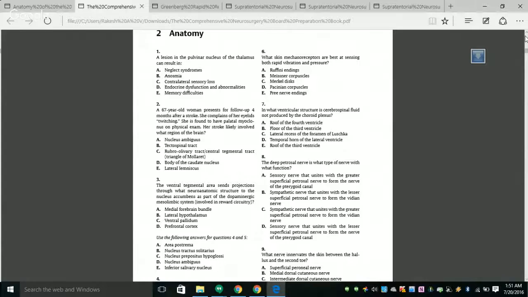So here the question is on a 67-year-old woman who has come for a follow-up 4 months after her stroke, and she complains of her eyelids twitching, and on examination you have palatal myoclonus. The question is, which region of the brain was involved in the stroke? The options are nucleus ambiguus, tectospinal tract, rubro-olivary tract or the central tegmental tract, triangle of Mollaret, body of the caudate nucleus, and the lateral lemniscus.